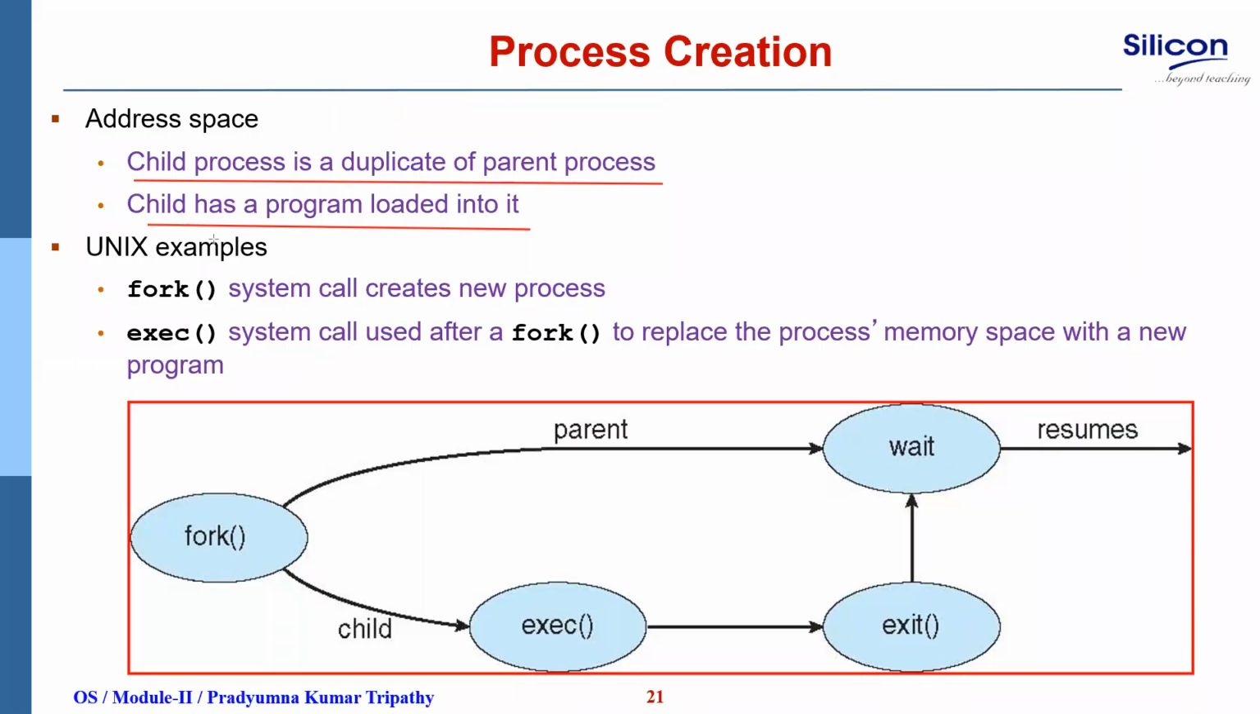How do you create a process? The fork system call creates a new process. To create a new process, the system call is fork. And the exec system call is used after fork to replace the process memory with a new program. Fork is used for creating a new process. If you want to execute another program in that new process, I will go for the exec system call. These are system calls.